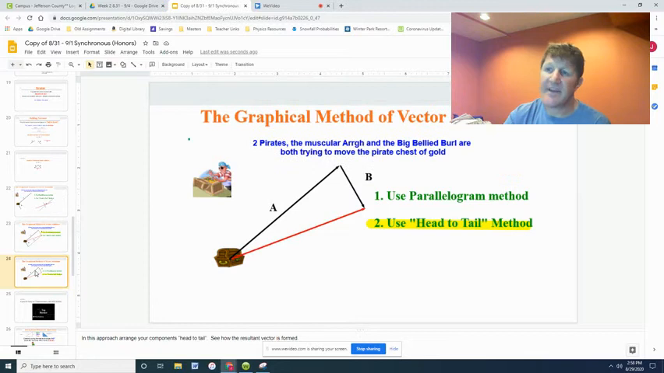Okay. The other cool thing is if I were to take Big Belly Burl's force line and put it here, and then put R's force attached to it, the result would be in the exact same spot. So it doesn't matter which one you put first, you are going to end in the exact same spot.